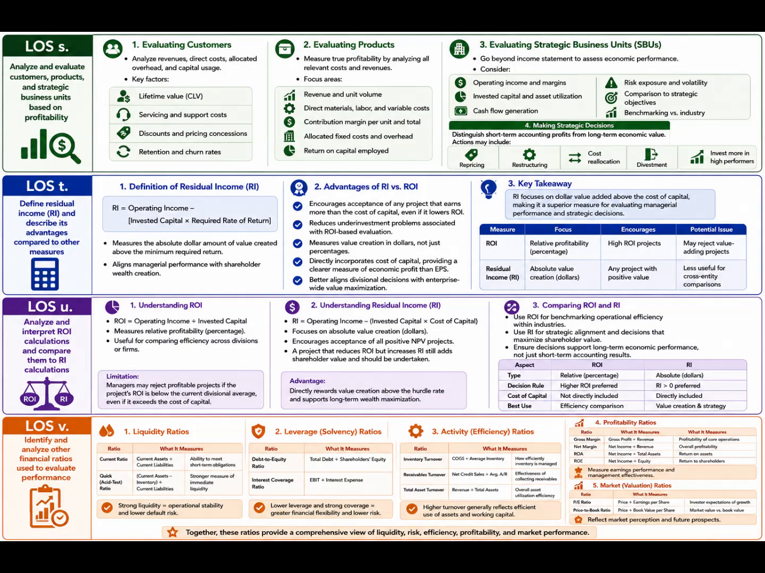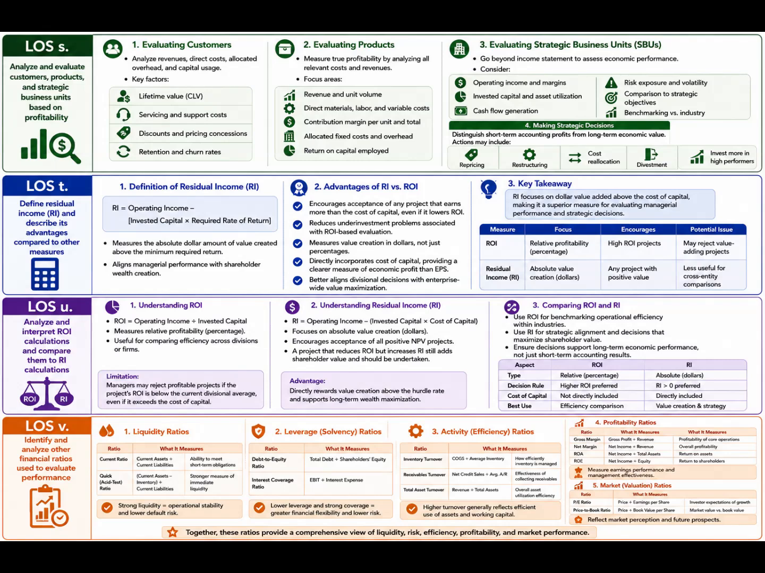Unlike ROI, which is a percentage measure, RI encourages managers to accept any project that generates returns above the cost of capital, even if it lowers average ROI. This reduces underinvestment problems associated with ROI-based evaluation. RI also directly incorporates cost of capital, providing a clearer measure of economic profit than EPS. It better aligns divisional decisions with enterprise-wide value maximization objectives.